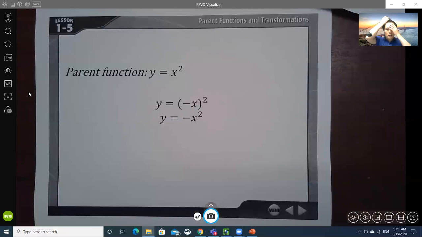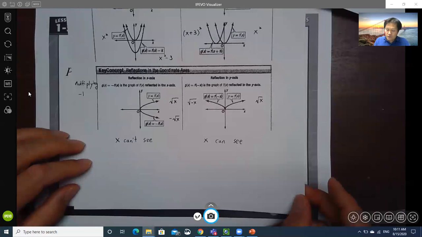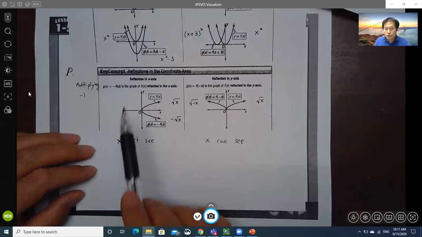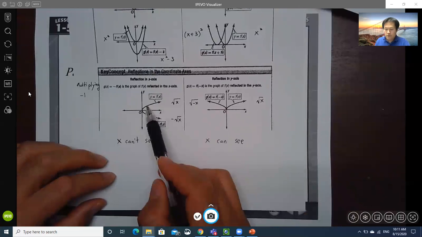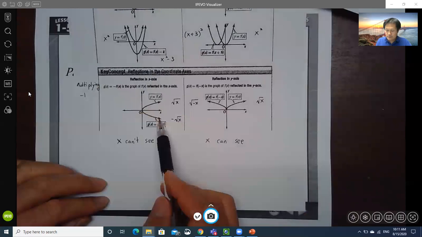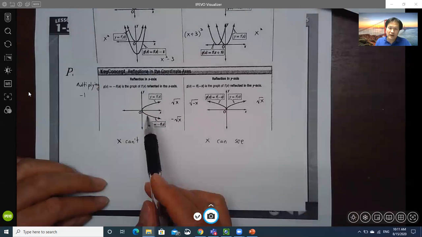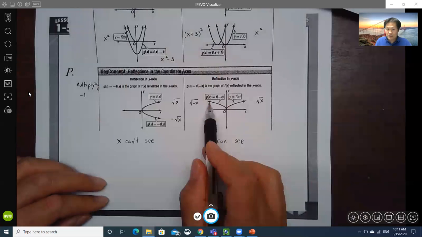Okay, the next topic I need to cover is reflection. So again, I have a reference paper like that. Reflection, so the square root of x graph looks like this. If you reflect that over the x-axis, the graph will look something like this. That's what I call the reflection over the x-axis. So the original graph of square root of x is this. If you reflect it over the y-axis, it's going to look something like this.